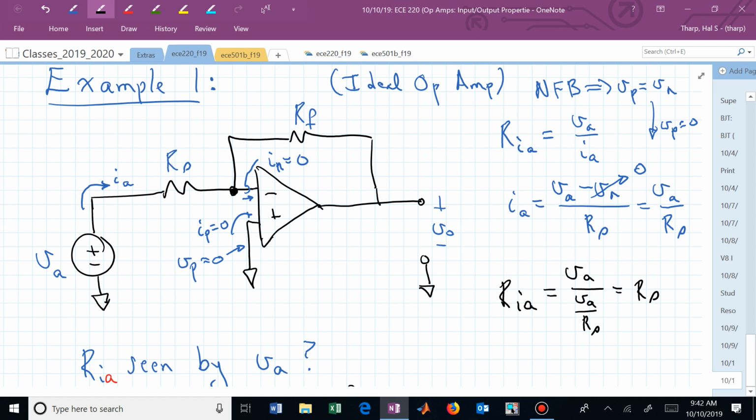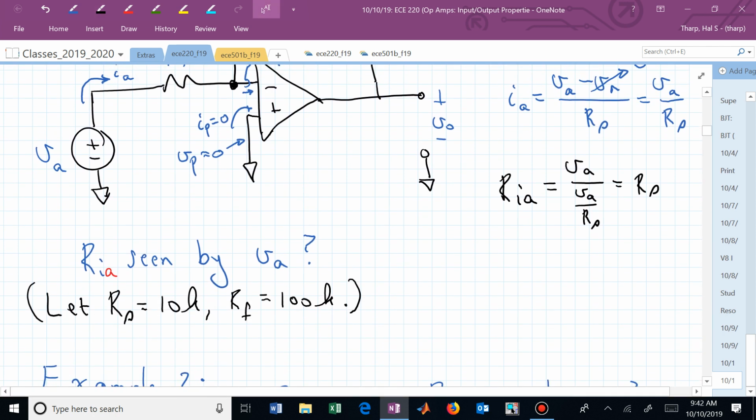Questions on that? Was that clear what we were doing? And we could then put it into this if we wanted to. Now we could say, if you give me particular values for R sub S and R sub F, now the resistance seen by the voltage source V sub A is 10K.